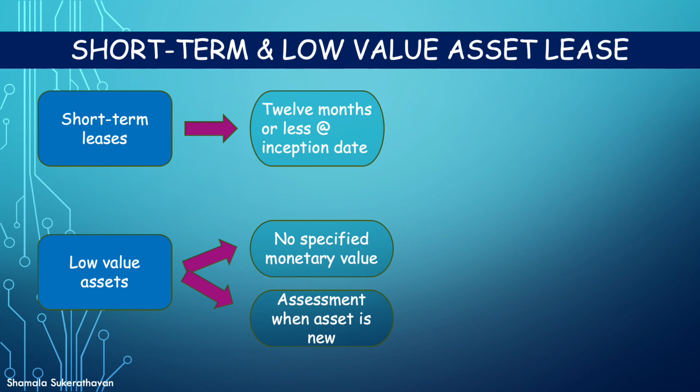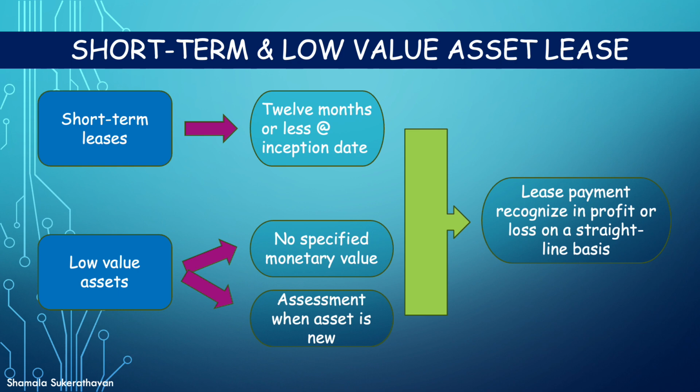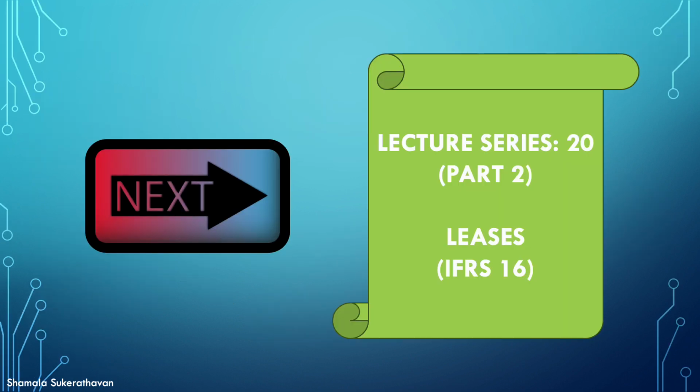For leases that are short-term or of low value, IFRS 16 permits the lessee a choice to recognize the lease payments in the profit or loss on a straight-line basis. For all other leases, IFRS 16 requires the lessee to recognize a lease liability and a right of use asset. This will be discussed further in the second part of Lecture Series 20 on IFRS 16 Leases.